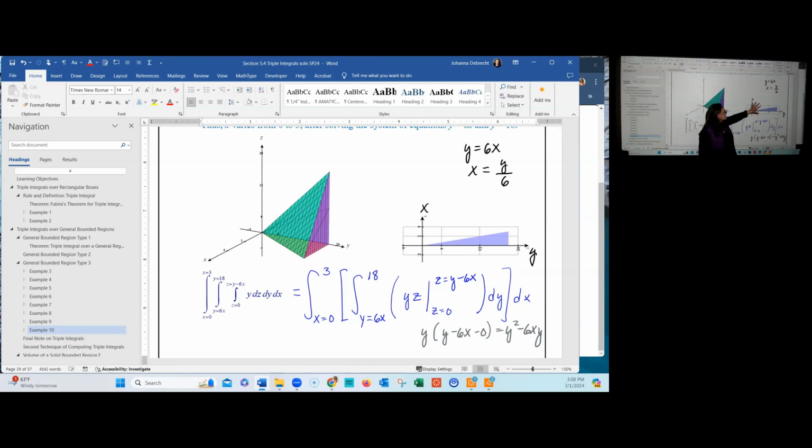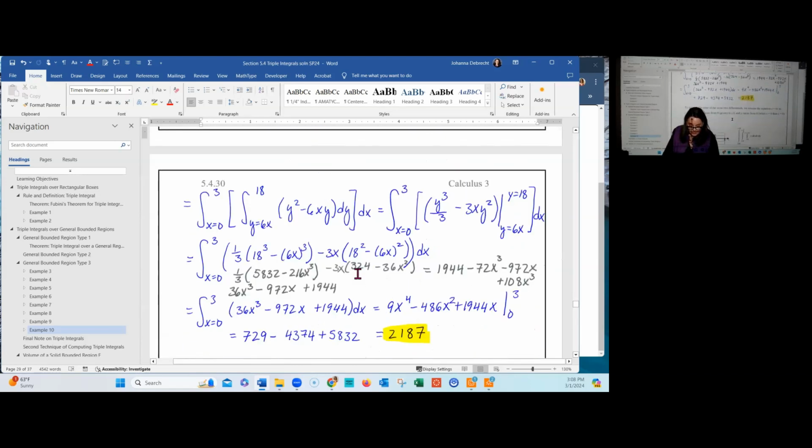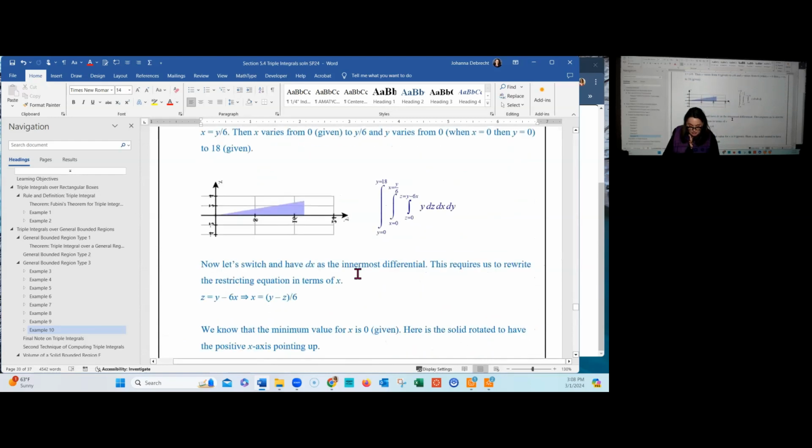When I'm looking at this, I'm considering x as a function of y. The lower function then, of course, is just going to be the 0. And the upper function is going to be y divided by 6. So the lower one here is x equals 0, and the upper is the original equation solved for x in terms of y. This is going to change our limits of integration. Let's move on down here so that we can take a look at what that might look like.